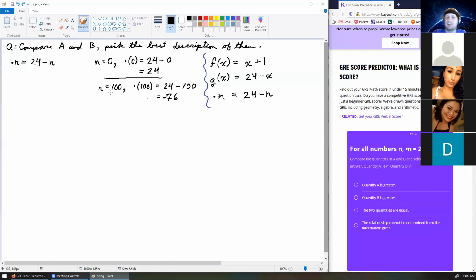So now we know how this dot n thing works, right? So let's look at our quantities again. Quantity A is dot n, and quantity B is n. Okay.